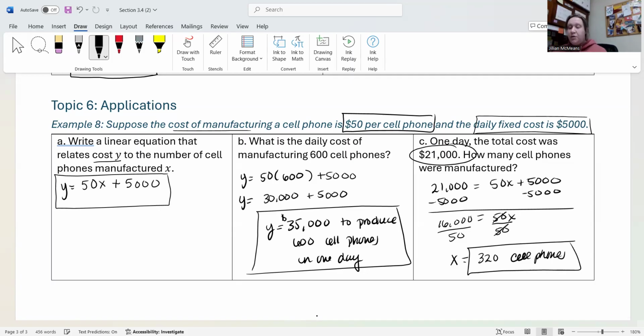So we were able from this basic sentence to create a formula that would represent daily cost based on x being the number of cell phones produced, because we know that it's going to cost $50 per cell phone, and then daily fixed costs are always 5,000. We can then use that formula to find daily costs if we know how many cell phones are produced, or if we know the daily cost, we can use that to determine how many cell phones could be produced. Okay, so this video we've covered a lot. Just remember the whole heart and soul of this was slope-intercept form of a line.